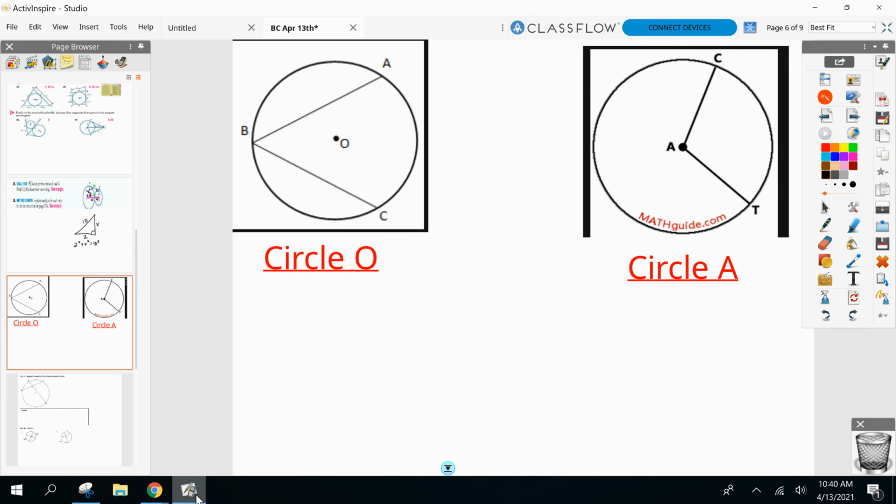Caroline, you know what type of angle we're working with? Is it inscribed? That is inscribed, correct. The vertex is on the circle, and the other two sides are chords. Perfect. This is an inscribed angle.